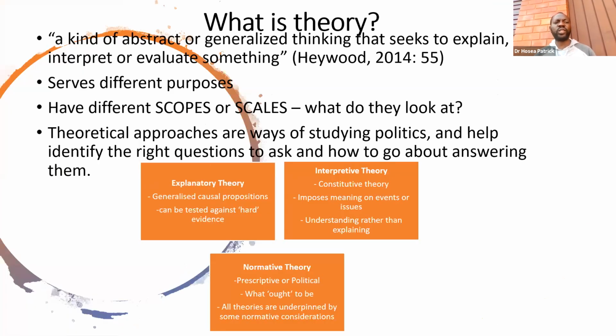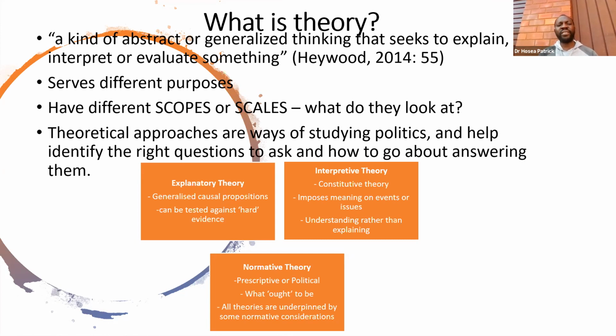So first and foremost, we say, what is a theory? So when we discuss theory, we said they are abstract or generalized thinking that seeks to explain or interpret or evaluate a particular thing, right? You can also add predict to your explanation. We said theories are abstract thinking that seek to do four things. One, explain. Two, evaluate. Three, interpret. And then four, we can talk about prediction. So basically, these are the aspects of a theory that we can talk about, right?